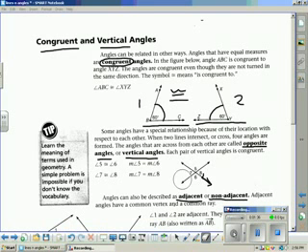So angles that are vertical, so what? Well, vertical angles are equal. So if we look at angle 5, we know that vertical to angle 5 is angle 6. If angle 5 is equal to 120 degrees, angle 6 is equal to 120 degrees, because by definition, vertical angles are equal. Angles 7 and 8 are also equal.